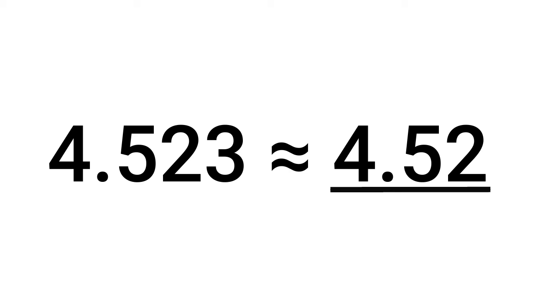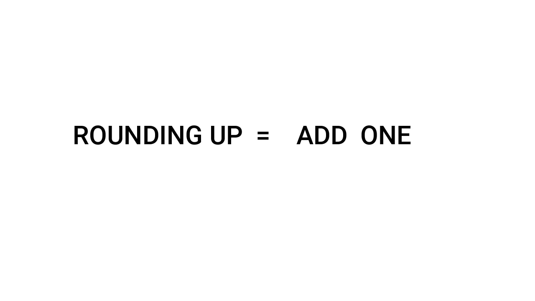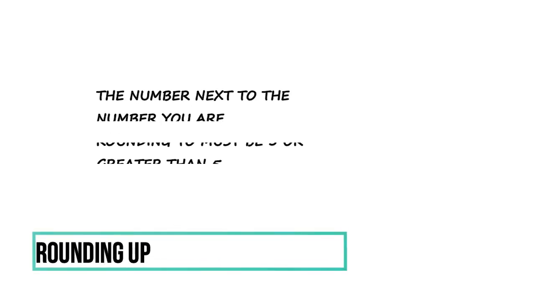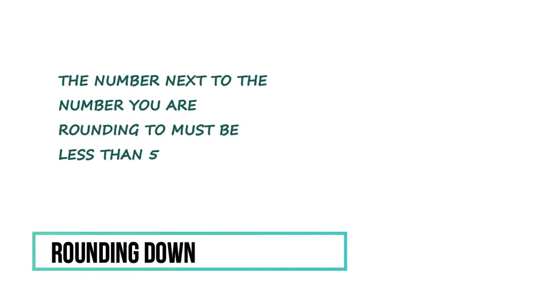So it's just that simple. Just remember that for rounding up, you actually add 1 to the number you're rounding to. When you round down, you add nothing. For rounding up, the number next to the number you want to approximate to must be 5 or greater than 5. And for rounding down, the number next to the number you want to approximate to must be less than 5. So that is all for this video.